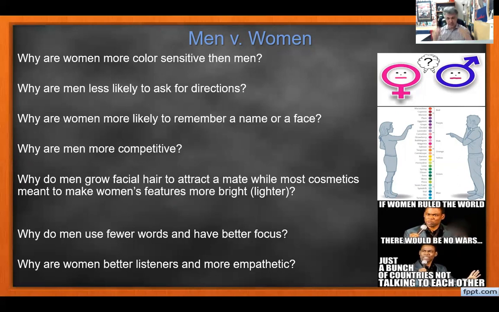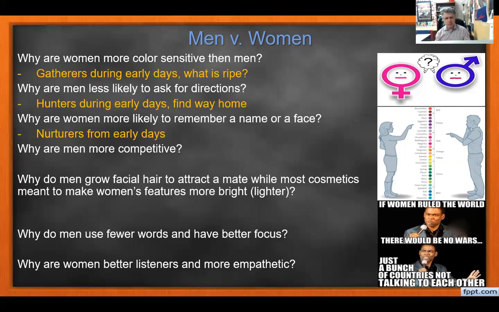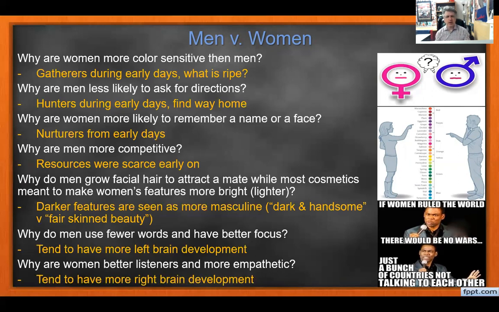Women use both sides, the left and the right side of the brain, when it comes to language. Why are women better listeners and more empathetic? Again, the job of raising the children. And if you were good at it, your DNA got moved forward. Got to put the answers in there. All right. So again, these are all just theories.